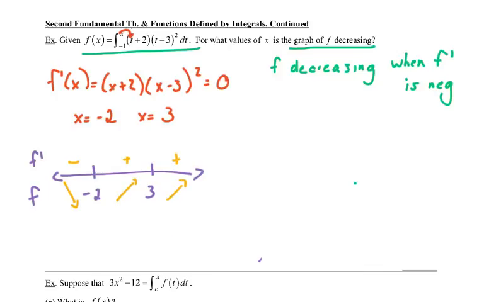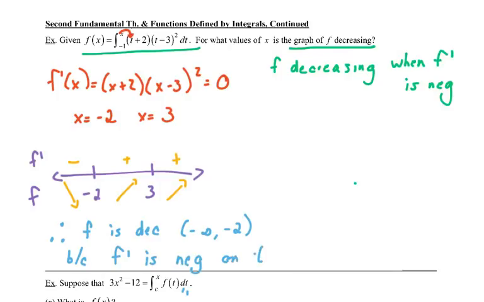That's my sign chart, saying that the derivative of f gives me this, which tells me that the function should be decreasing from negative infinity to negative 2. So I'll just write that out. Therefore, based on this sign chart, f is decreasing from negative infinity to negative 2 because f prime is negative on that interval.